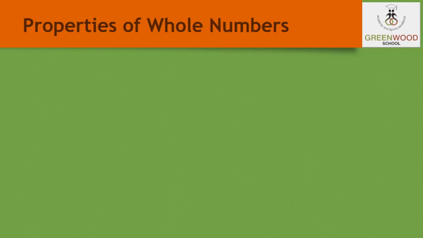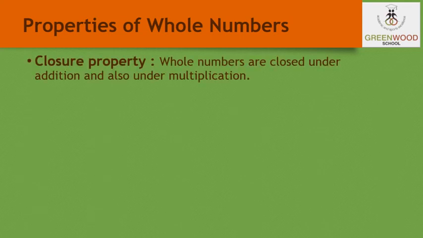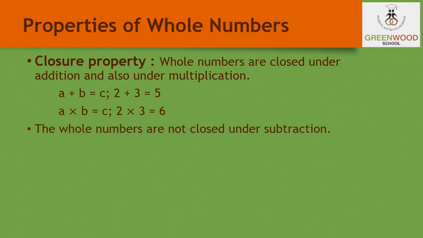Now we'll learn about properties of whole numbers. First of all, let us understand the closure property. In simple words, if you perform any operation on numbers, that is, if you add, subtract, multiply, or divide any two whole numbers, you should get a whole number as your answer. Closure property is applicable for addition and multiplication. For example, 2 plus 3 is equal to 5 and 2 into 3 is equal to 6. Here, both the results are whole numbers.